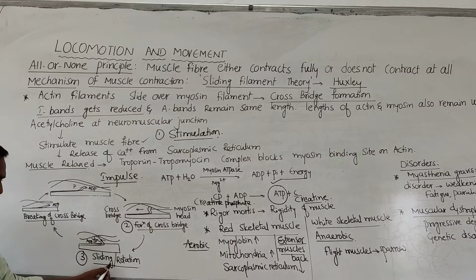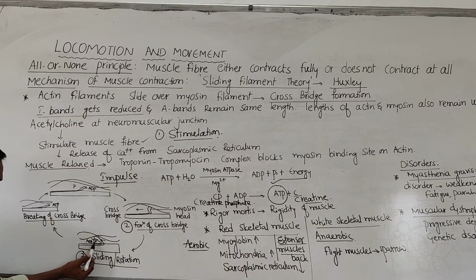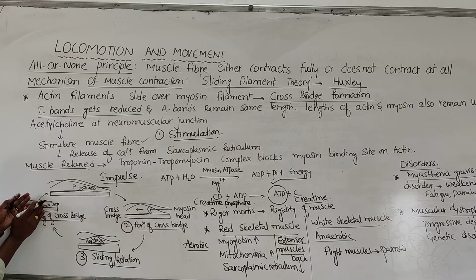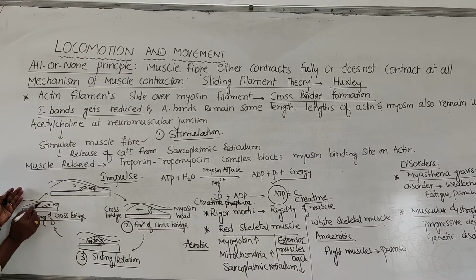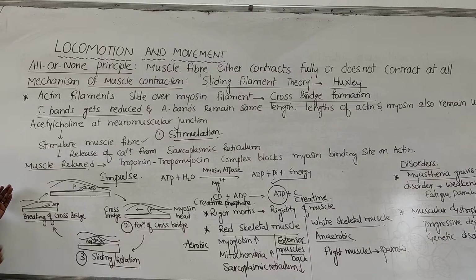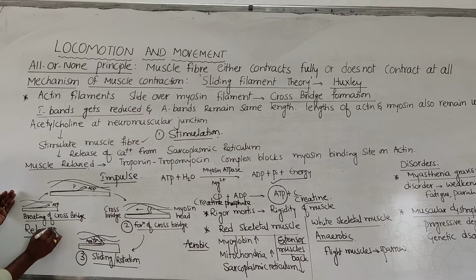Now, after sliding or rotation, the contraction process is over. During this process, ATP is split into ADP plus an inorganic phosphate ion at the head of the myosin, and the heads slowly detach from the actin molecules. This is called the breaking of the cross bridge. Breaking of the cross bridge leads to the condition which we call relaxation.